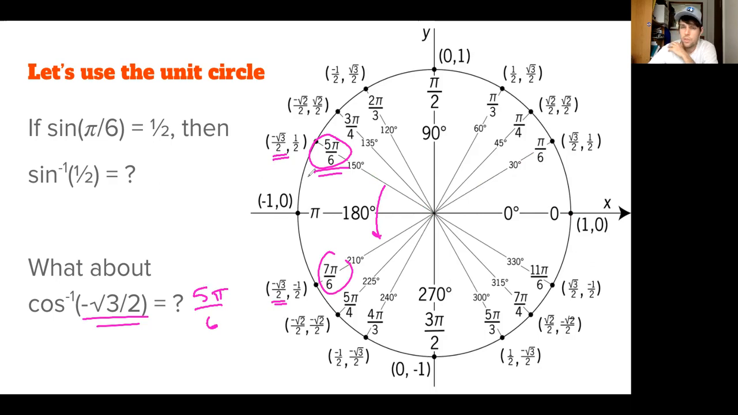Because we only look at a certain section of the unit circle for cosine inverse. But both of these answers are valid. If this was involved in solving an equation, we would want to consider both solutions. Anyway.